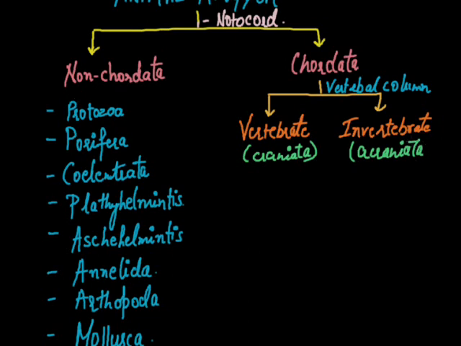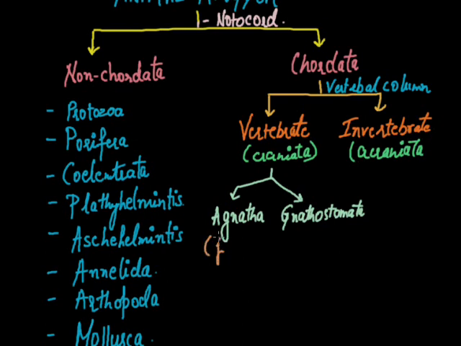Now, on further division, we see vertebrates are further divided into two categories. First is Agnatha, and then the next is Gnathostomata. This classification is based on jaws. Agnatha are jawless, while Gnathostomata are jawed animals. In Agnatha, we'll study Cyclostomata.